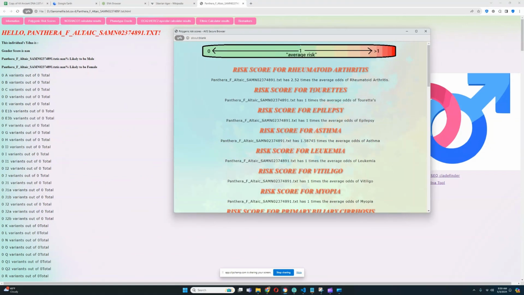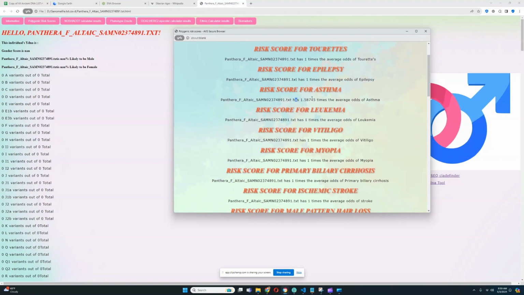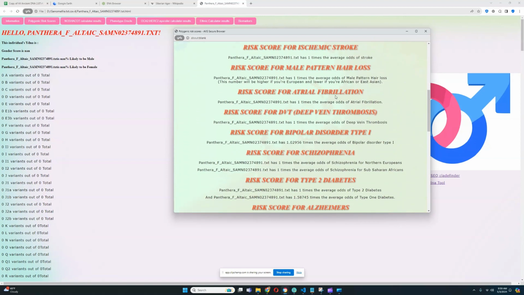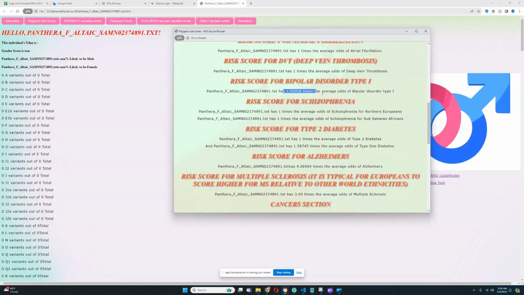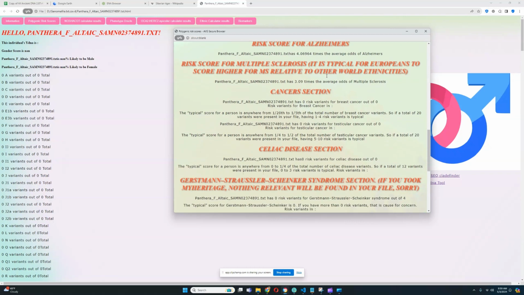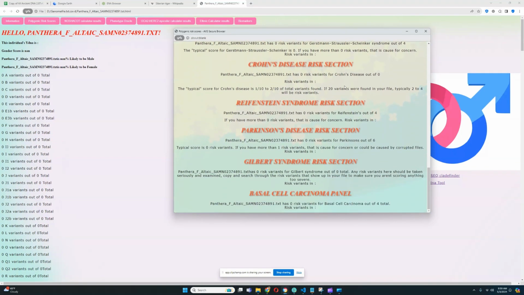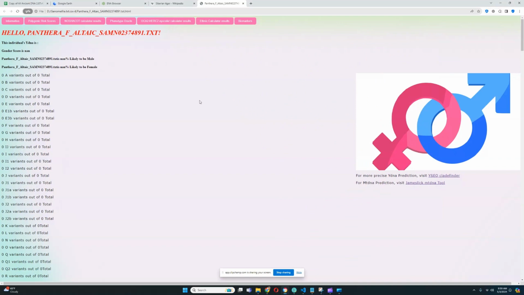It looks like this tiger has much higher than average odds for rheumatoid arthritis. This tiger has essentially higher than average odds for asthma. This tiger has pretty much average odds for bipolar type 1, very high score for Alzheimer's, above average odds for type 1 diabetes, much higher than average odds for multiple sclerosis. And that's pretty much all there is. That's all I can tell you here about this individual.